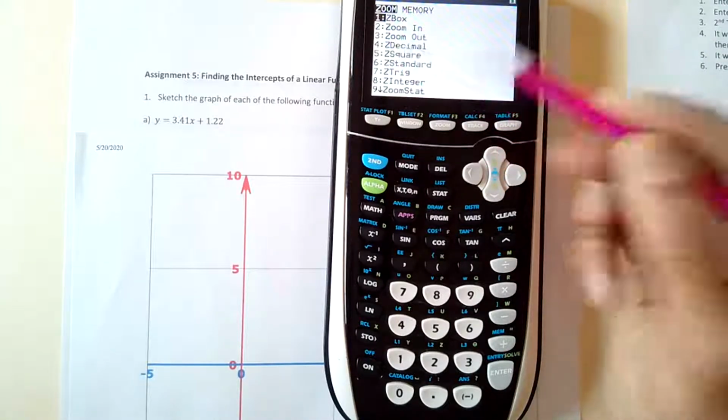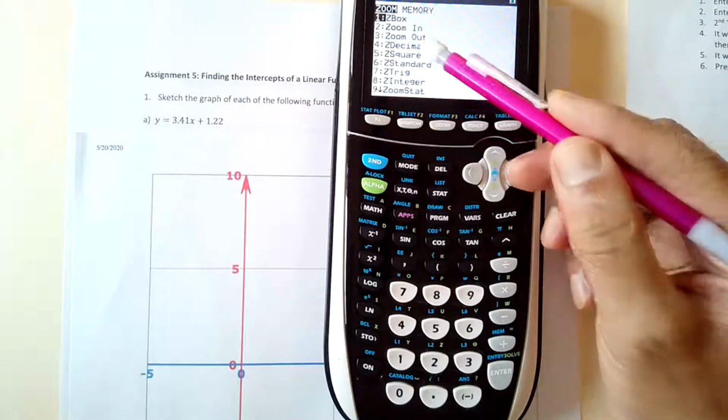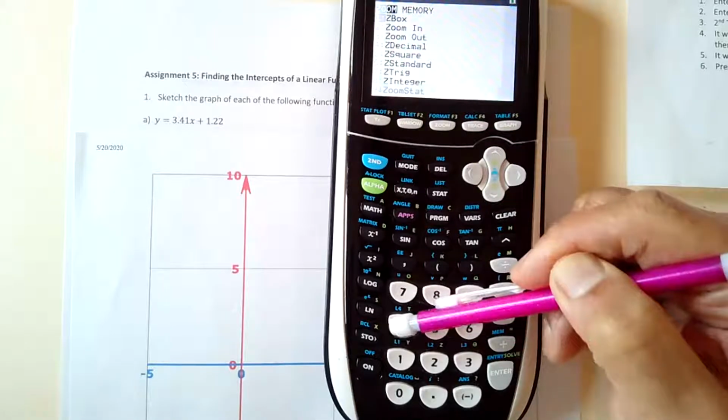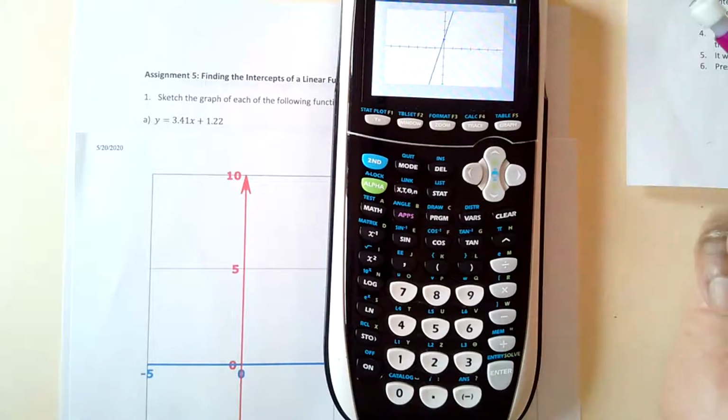So you can go to this. So again, this is your graph. Press the zoom button, and you can go to number 4. And that will automatically zoom in, so you can see better there.